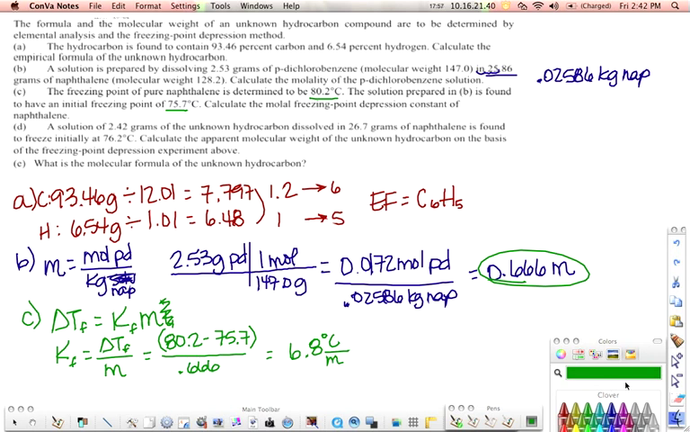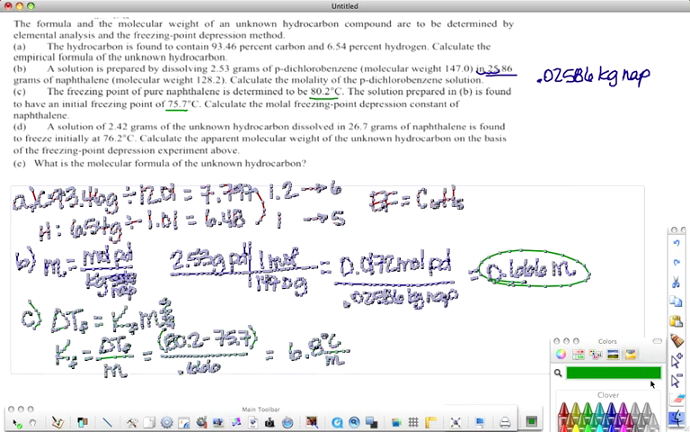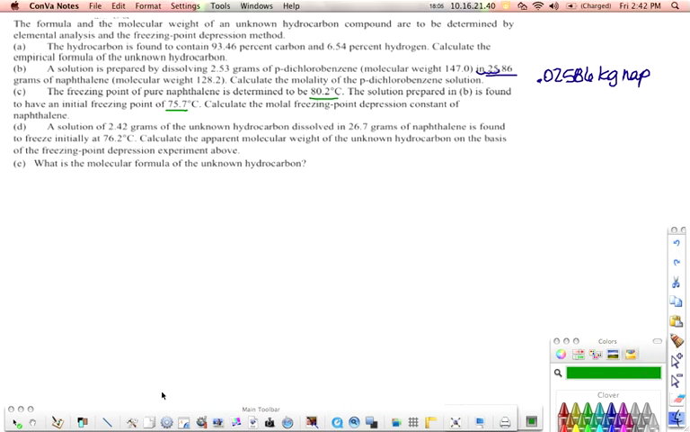And then for D, I'm going to have to erase because I ran out of room. Okay. D asks us to calculate the apparent molecular mass of the unknown hydrocarbon.